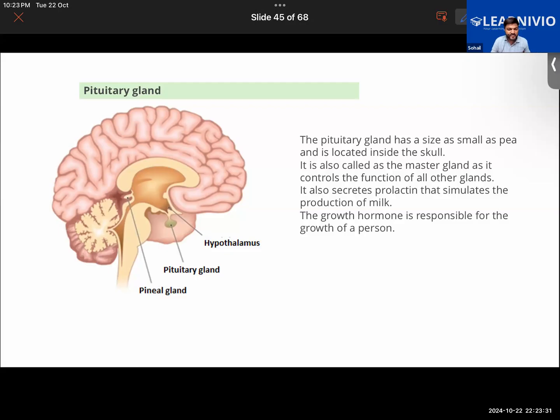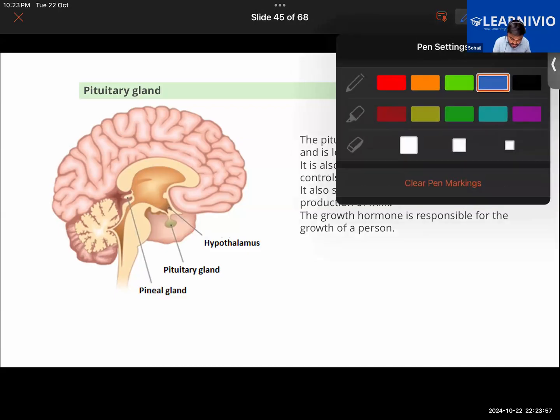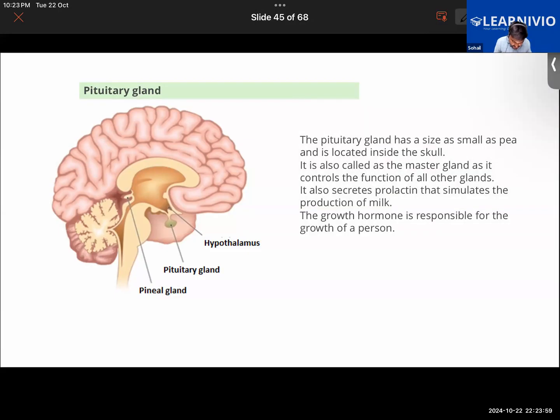So that is one of the functions of the pituitary gland, that it produces a hormone by the name of prolactin that has several functions. The main function that it performs is that it is responsible for milk production in females. Other uses are also there, but that is not relevant. And as for the other hormone, it's the growth hormone, also called human growth hormone.